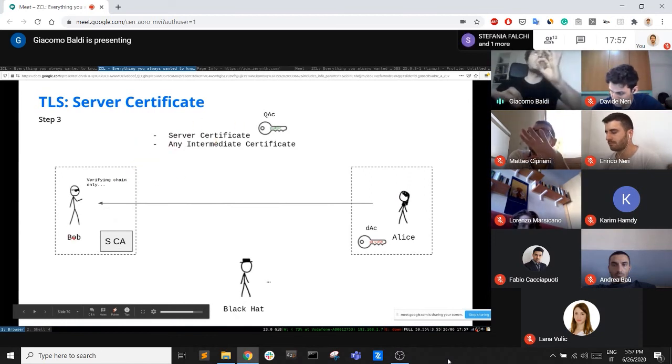He is not sure now that he's talking with Alice. He could be talking with Black Hat. Okay? This is extremely important.